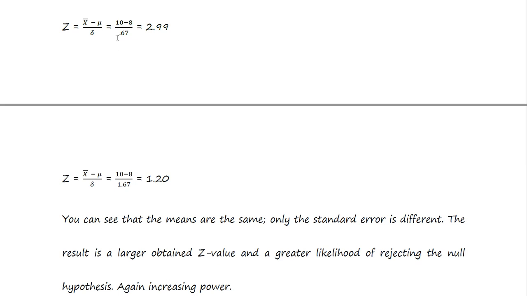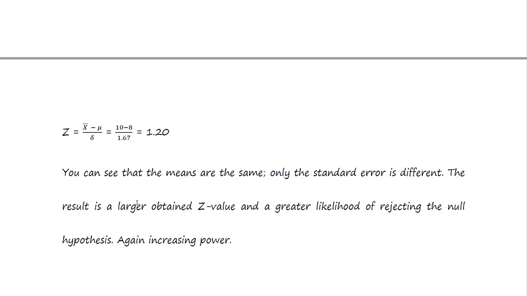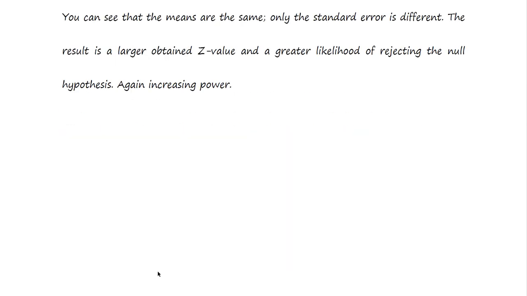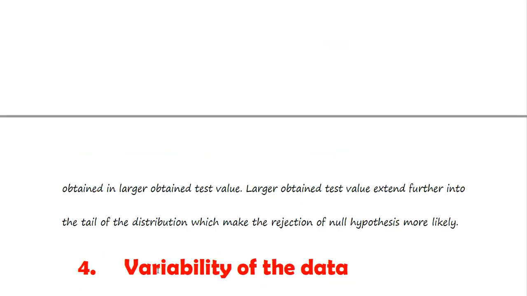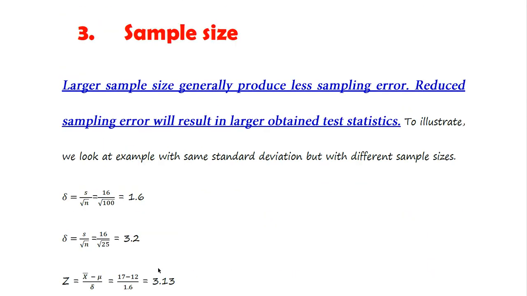with the smaller standard deviation. A smaller standard deviation has a greater chance to reject the null hypothesis, because this is the greater value, and there is a much better chance of falling in the rejection region. So we can see that the means are the same, only the standard deviation is different. The result is a larger obtained z value and a greater likelihood of rejecting the null hypothesis, and increasing the power. So these are the 4 points that have an effect on the power of the test. Thanks.